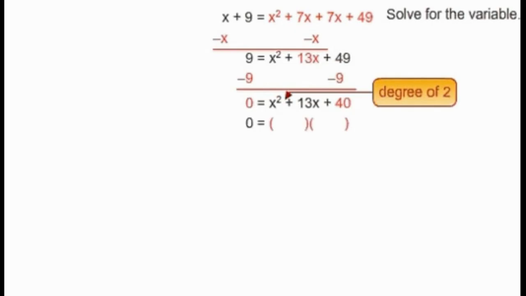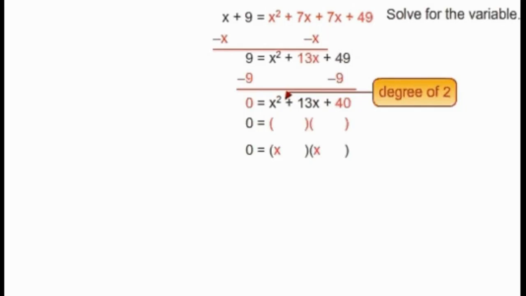By factoring the trinomial x squared plus 13x plus 40, you will find two binomial factors. Set up two sets of parentheses which represent each binomial factor. The first term of this trinomial is x squared. The only factors of x squared are x and x. Therefore, those factors will be in the first term of each set of parentheses.